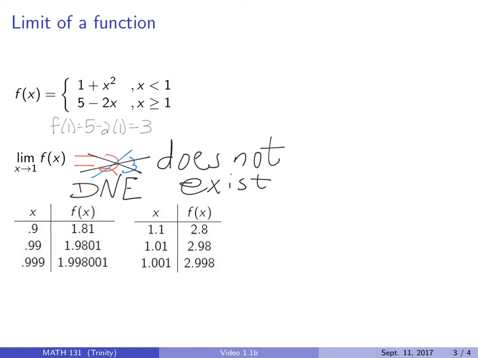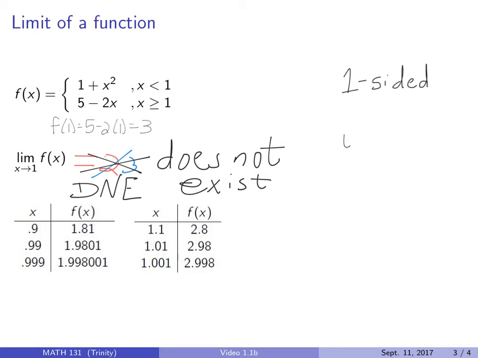It's often useful, though, with functions like these to talk about the one-sided limits, since it does seem that we have a limit, but they don't meet up in the middle. We can talk about the one-sided limits, the left-hand limit and the right-hand limit.